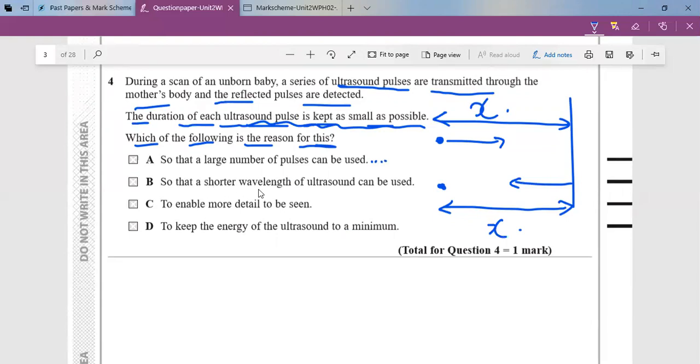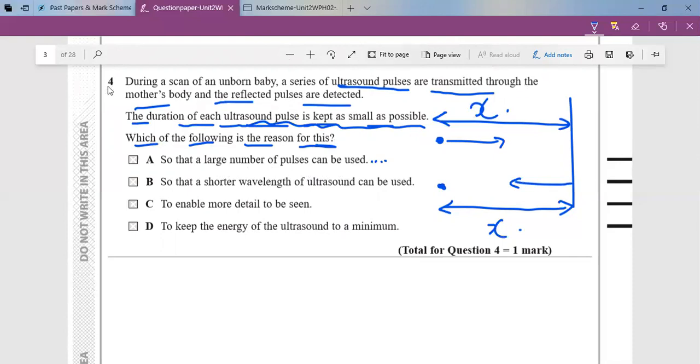So that shorter wavelengths of ultrasound can be used to enable more detail to be seen, or to keep the energy of the ultrasound to a minimum. Basically they're asking why we keep the duration of each ultrasound pulse as small as possible. D could also be a good one, to keep the energy of the ultrasound to a minimum. No, the duration does not have anything to do with the energy. The duration and energy is related to the frequency. Shorter wavelength of ultrasound can be used. Well, what's the use of using shorter wavelengths? So that a larger number of pulses can be used. Okay, you might use a larger number of pulses, but will that help you out?